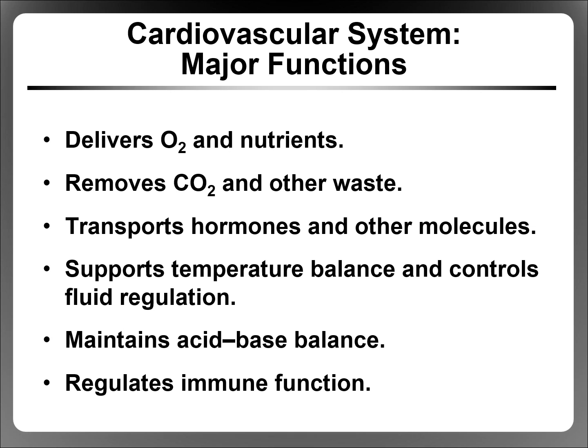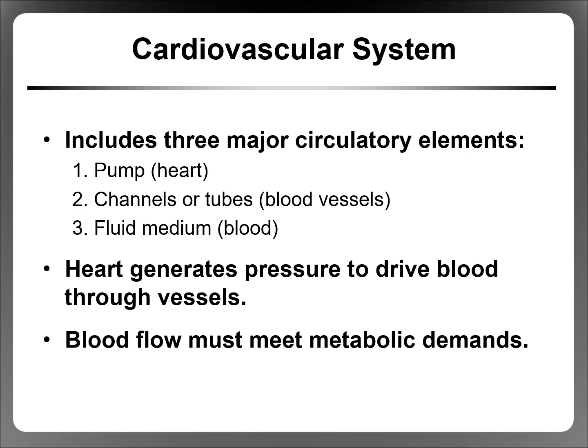So when we're talking about the cardiovascular system, it has several different functions. The ones you're probably the most familiar with are the fact that our cardiovascular system delivers oxygen and nutrients to our tissues and then therefore removes carbon dioxide and other wastes. Our cardiovascular system can also transport hormones and other molecules and proteins dissolved in the blood. It also helps support temperature balance and controls our fluid regulation. It also will be very important for maintaining acid-base regulation and regulating our immune function.